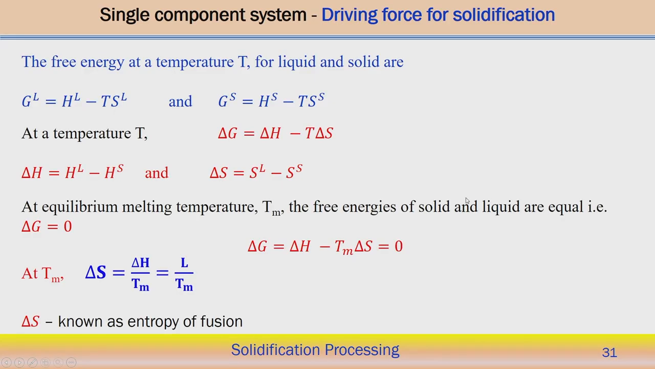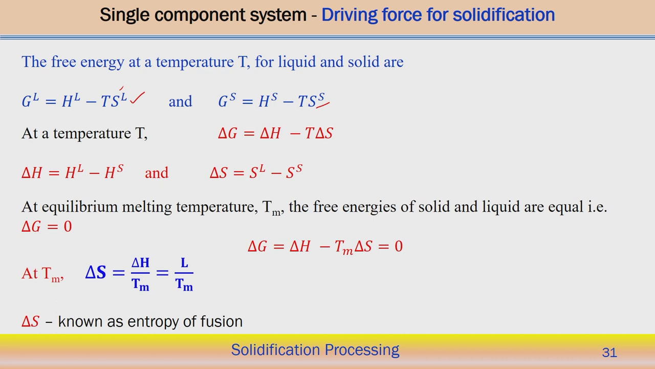We will discuss this further also. Therefore, for the free energy at a particular temperature T for the liquid and solid phase, we know G equals H minus TS. So, G L equals H L minus T S L at temperature T. Similarly, for the solid phase, G S equals H S minus T S S. That means this is the value for the solid phase and this is the value for the liquid phase.